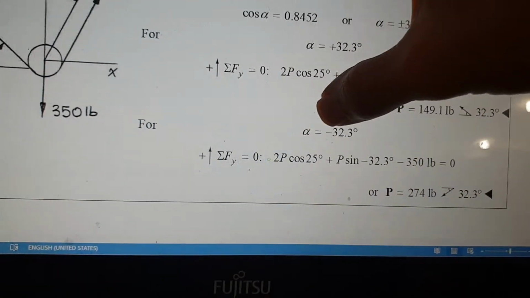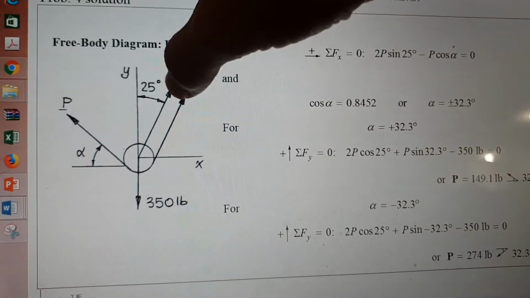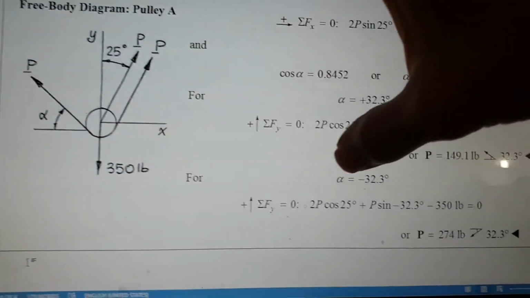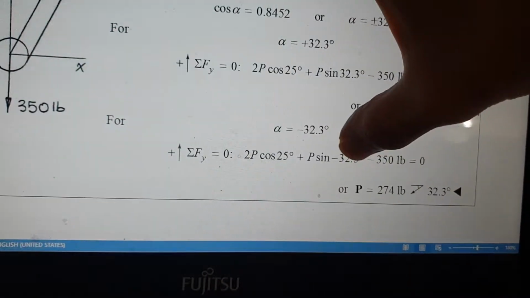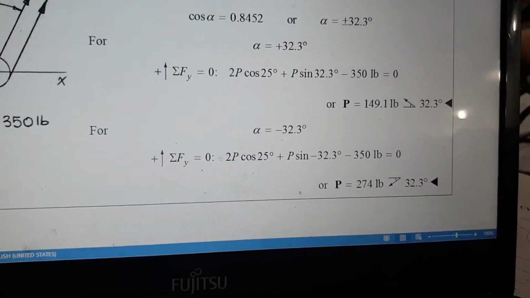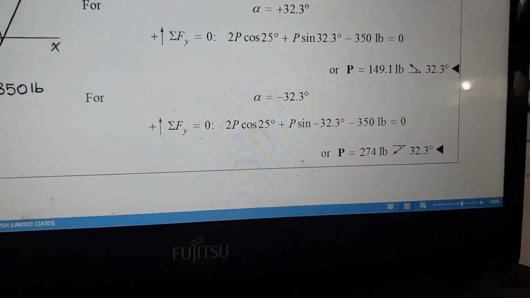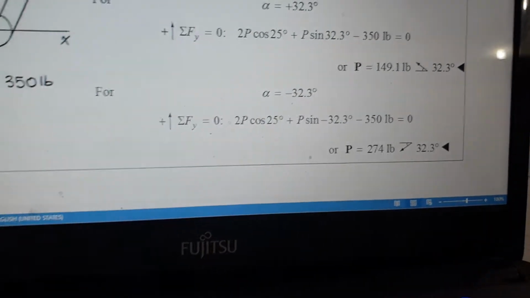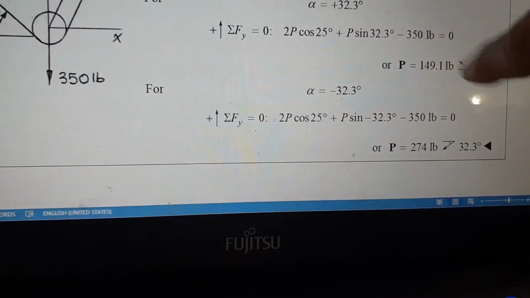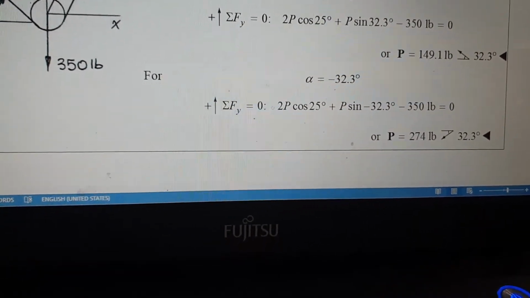For the other alpha, minus 32.3 degrees, you could do the same summation of force in y equal to 0. You have 2B cosine 25, P sine alpha, minus 350. We do the same thing, with sine of minus 32.3. Minus 350, you will end up with a P of 274 pounds with an angle, looking from the x-axis going down, 32.3 negative. So we'll have two values of P. One, 149.1 pounds for a positive angle going up from the positive x-axis. And the other, P is 274 pounds with a negative angle. Thank you.